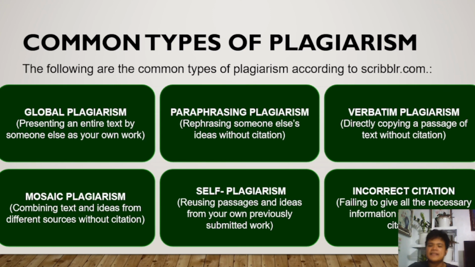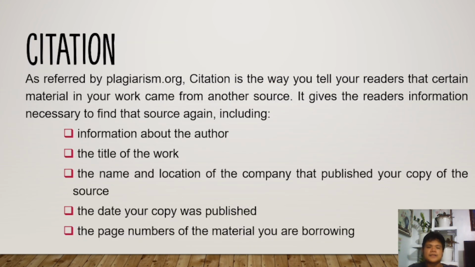Next, incorrect citation. This is failing to give all the necessary information in your source citation. So incorrect citation is basically citation with missing details. As referred to by Plagiarism.org, citation is the way you tell your readers that certain material in your work came from another source. It gives the reader the information necessary to find that source again, including the author, the title of the work, the name and location of the company that published your copy of the source, the date your copy was published, and the page number of the material you are borrowing.